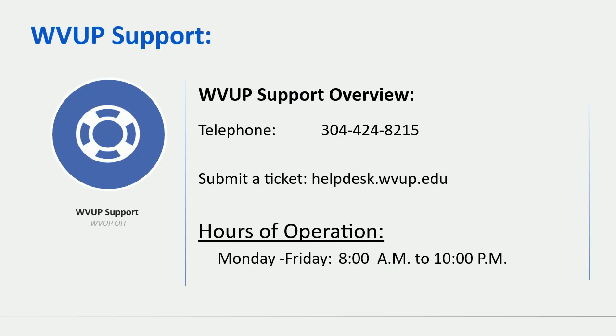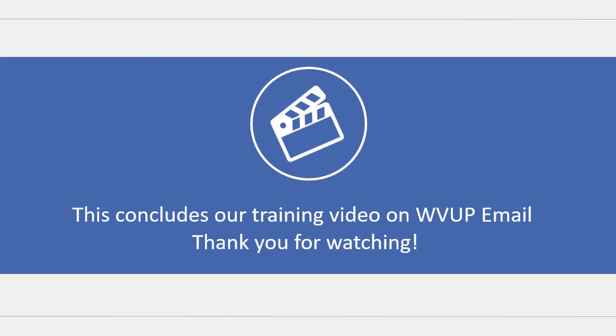Support. If you need help with your WVP email, we're here to help. We can be reached by telephone at 304-424-8215, or you can submit a ticket to helpdesk.wvp.edu. Our hours of operation are Monday through Friday, 8 a.m. to 10 p.m.